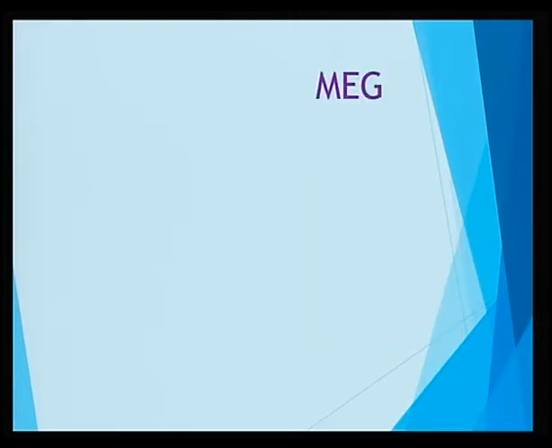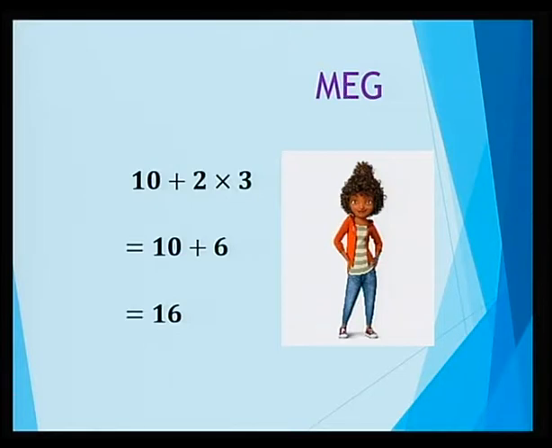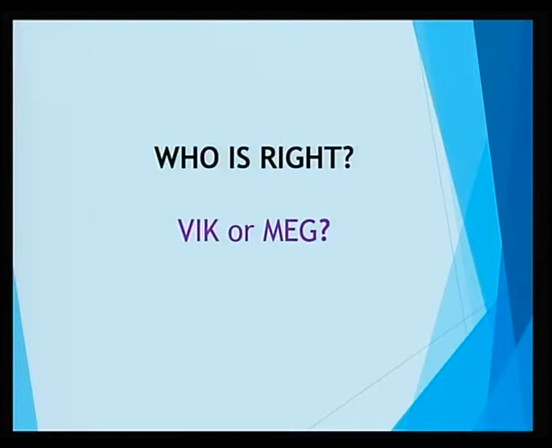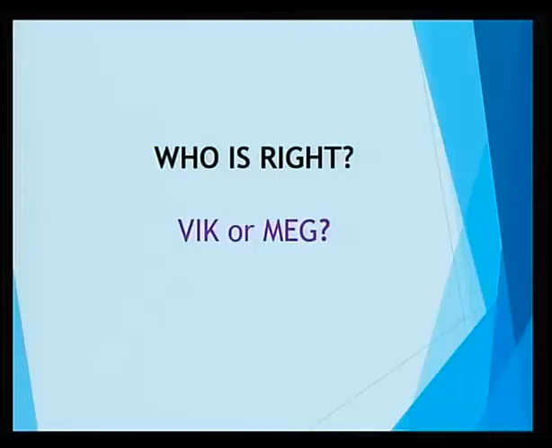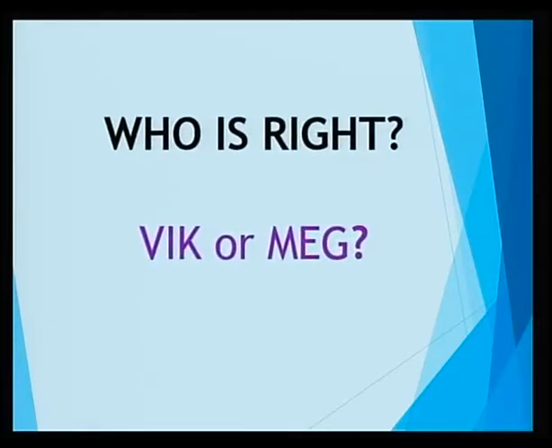Then comes Meg. Meg doesn't like addition, she prefers multiplication. So she says, all right, I will do 2 times 3 first. That will be 6, and 6 plus 10 gives us 16. Now, we've got a problem. The problem is we are getting two answers for the same calculation. Who is right? Is it Vic or is it Meg? That's what we are going to see.